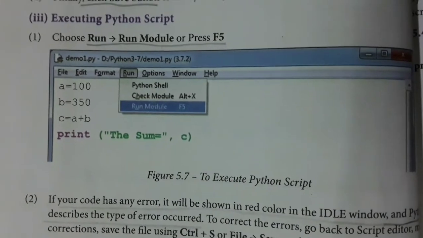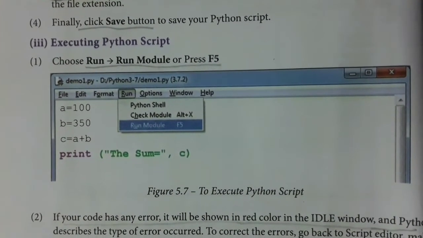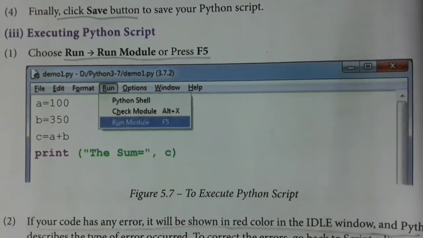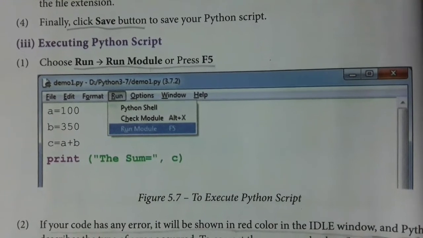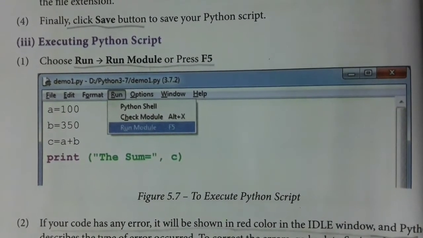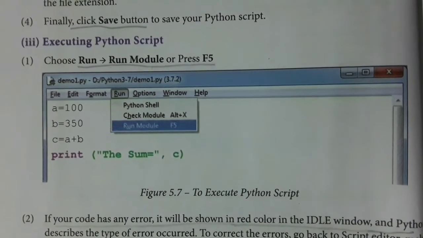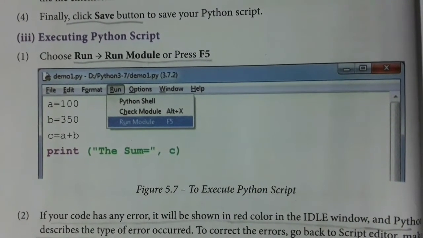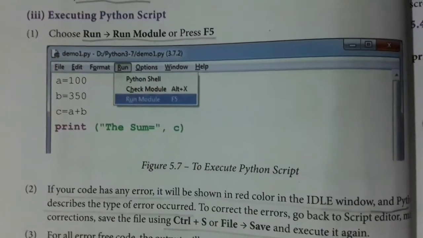After saving the file, the program has to be executed. You have to run the program. For running the program, click Run Module or press F5. You will get the answer, or if there is any error, the error will be displayed in red color in the IDLE window. This is called script mode.